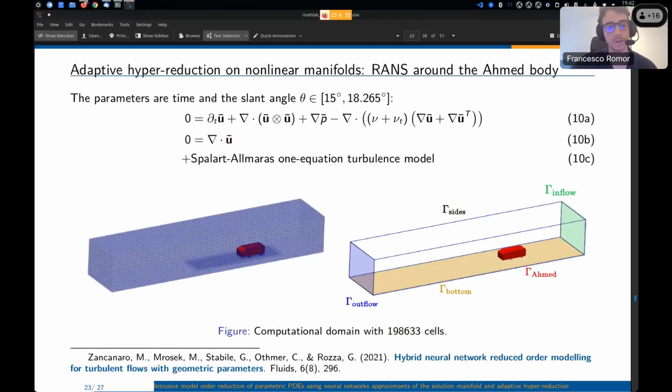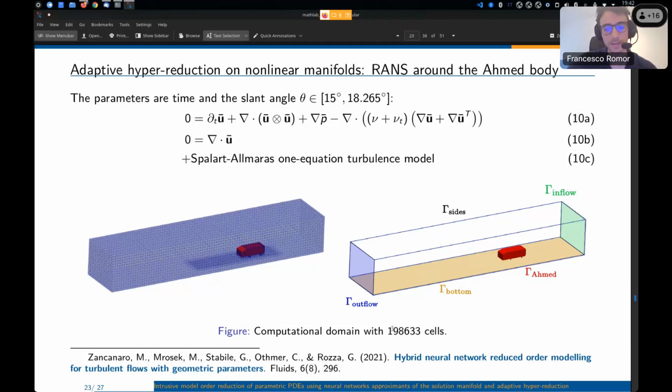So we consider the incompressible Navier-Stokes equations with the turbulence model, the Spalart-Allmaras one equation turbulence model. The states we consider in this case are the velocity, the pressure, and also the eddy viscosity. So the turbulence model is cut off in the end when you consider the nonlinear manifold method. So the domain is like this, and you consider 200,000 cells.